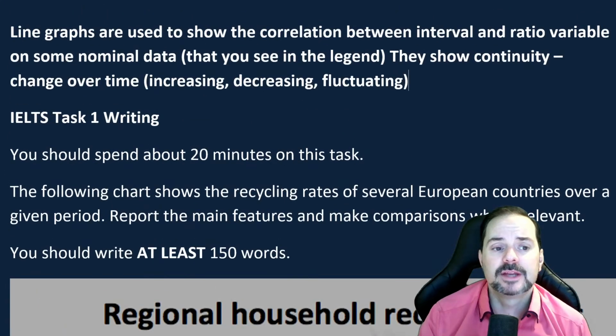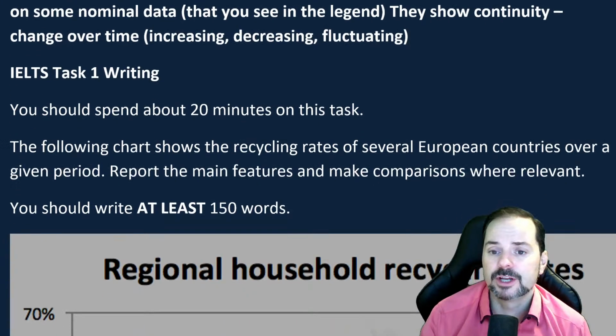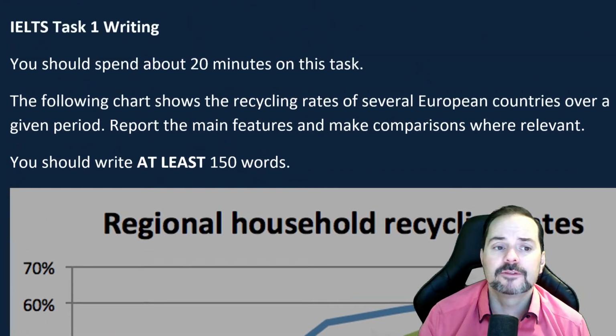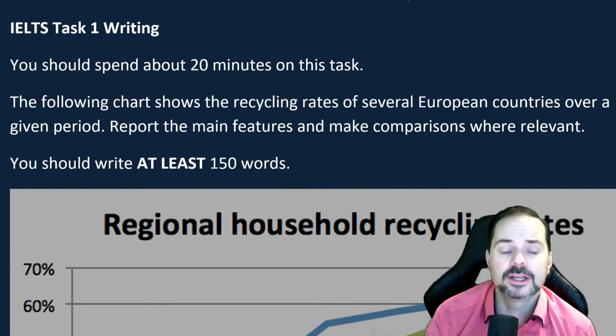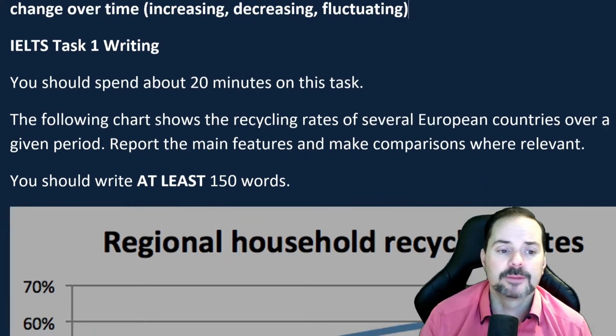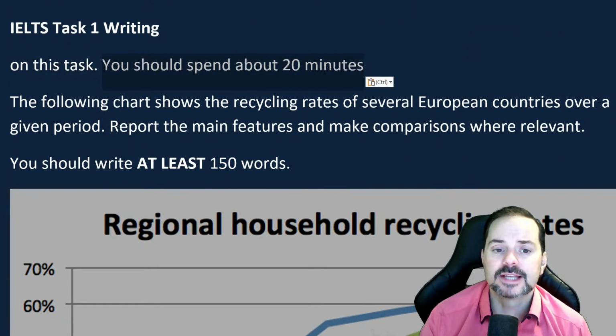But just do keep in mind that line graphs are used to show the correlation between interval ratio variables and some nominal data. You see that in the legend. Here it's countries, 3 countries, and then they show continuity over time. Okay, so here, your first step when you get to your Task 1 is to read the question carefully. So let's do this now, okay? IELTS Task 1 writing. You should spend about 20 minutes on this task, and definitely spend 20 minutes on the task, okay? Save 40 minutes for Task 2. Task 2 is worth a lot more points, so you need to save 40 minutes for Task 2.